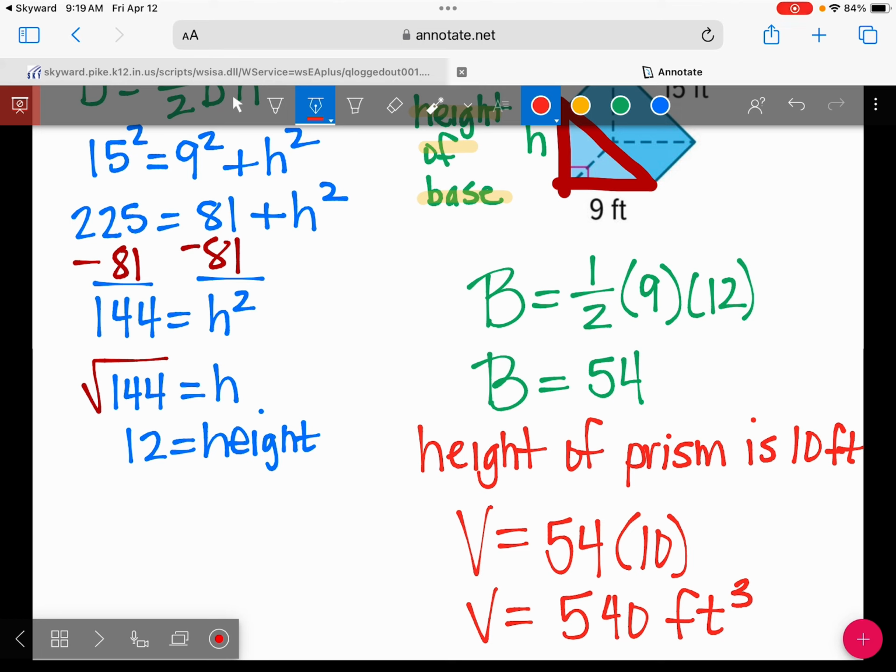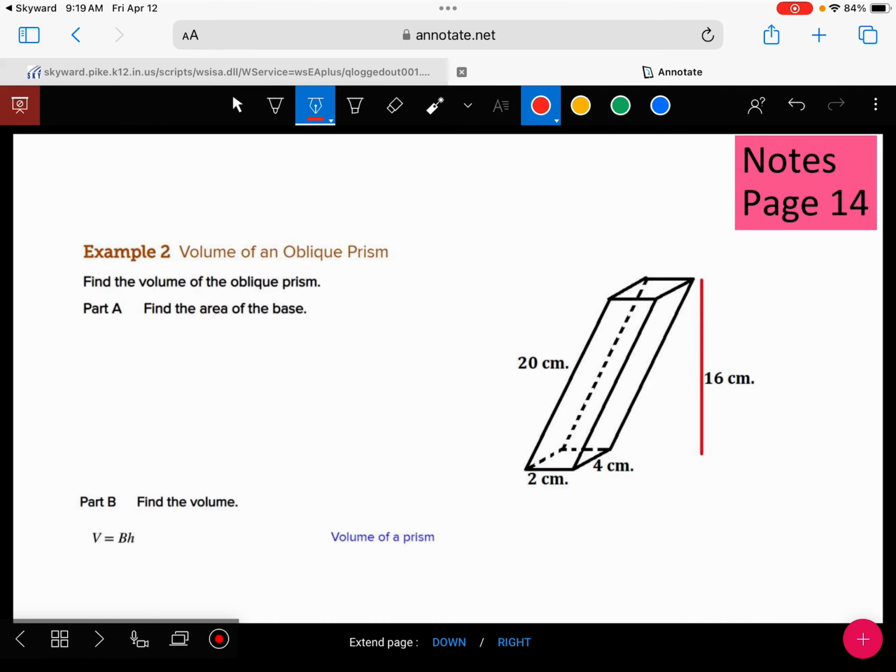So keep in mind, whenever we're talking about volume, it's units cubed. Area is unit squared. Volume is unit cubed. All right, so now let's look at this one here. So this 16, this is the height of the prism.